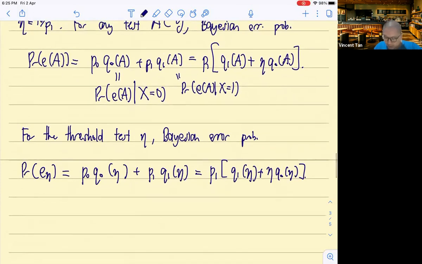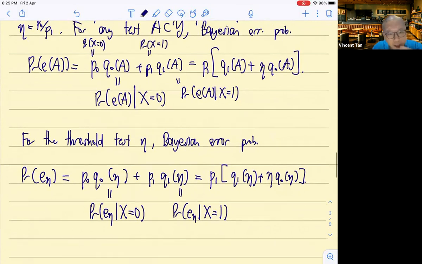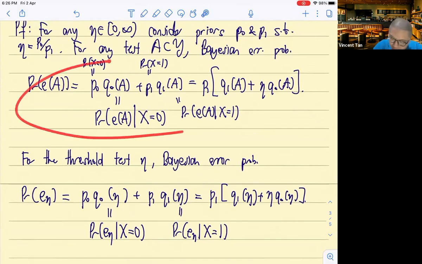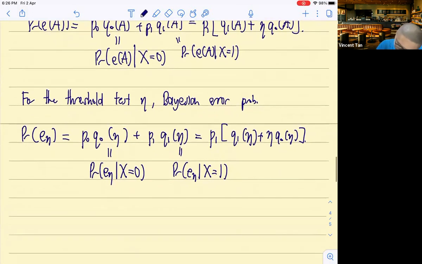So this is again the law of total probability, because this is the probability of error given by the threshold test conditioned on x equal to 0, and this is the probability of the error conditioned on x equal to 1. And as usual, these are the fictitious probabilities that x is equal to 0 and x is equal to 1. Hopefully this is clear. So I've just written down this and this, but what do we know?